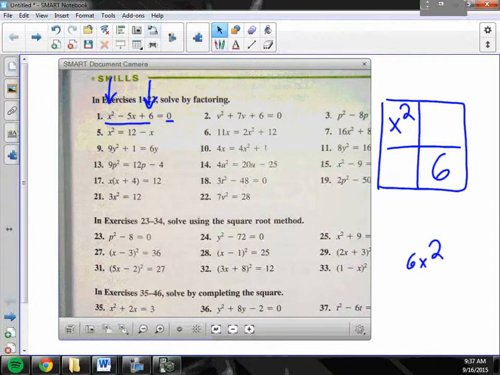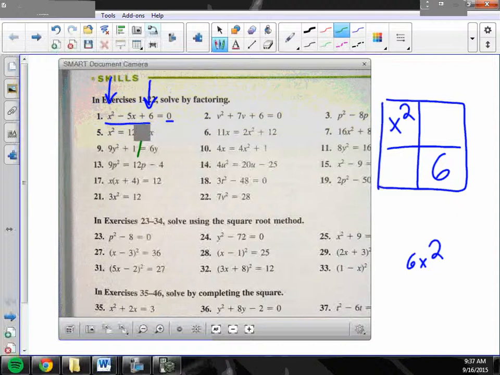Now if we look at the signs of the original equation, this is positive. I'm looking for two numbers that multiply to be positive 6. If two numbers multiply to be positive 6, what do I know about the original two numbers? They're the same sign. They're either both positive or they're both negative. How do we tell? We look at the middle sign. So we're looking for two numbers that multiply to be positive 6 and add to be negative 5.